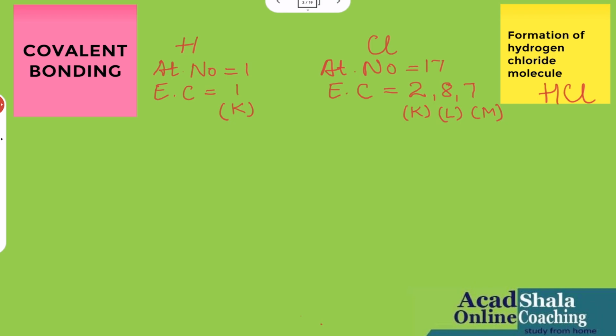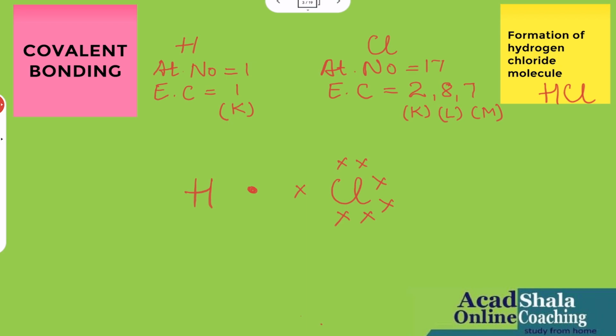See. Now, first of all, this is hydrogen and this is chlorine. Right, children? Now, this hydrogen says, I will share my 1 electron. And this chlorine says, I will also share my 1 electron. So, out of 7 valence electrons, chlorine has shared its 1 electron. So, 7 minus 1, how many are left? That is 6. So, 1, 2, 3, 4, 5, 6.